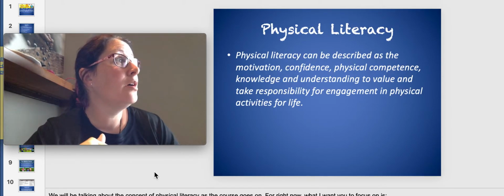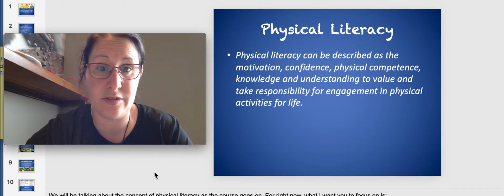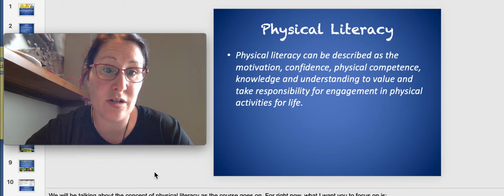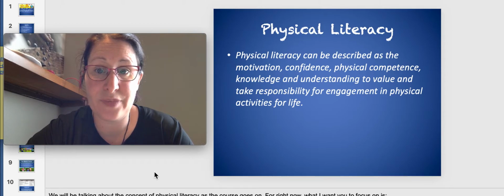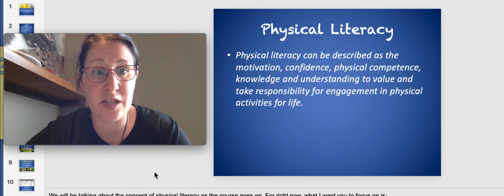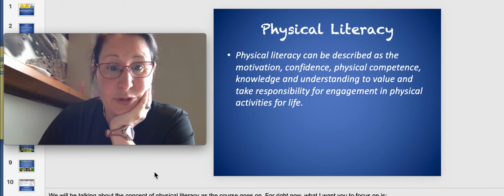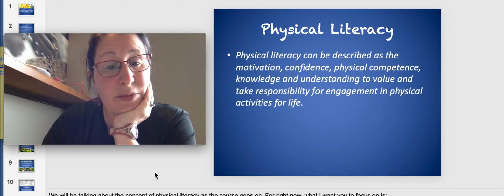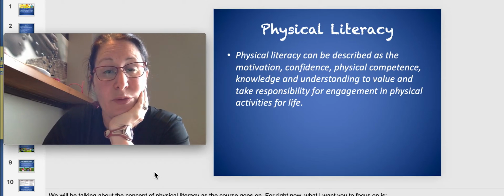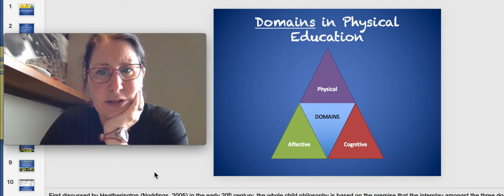So the previous video we mentioned physical literacy as the motivation, confidence, and competence, knowledge and understanding to value and take responsibility for engagement in physical activities for life. So that's just a quick review. It is something you should be quite familiar with for your midterm. We're going to go through some diagrams to help you better understand it.